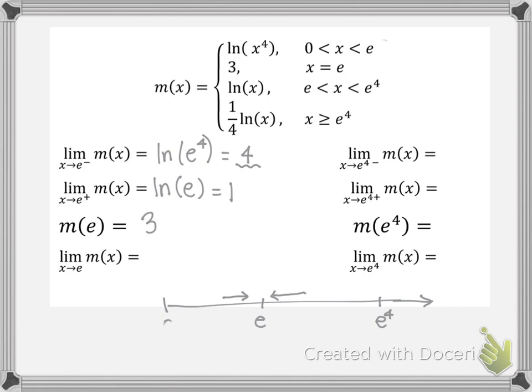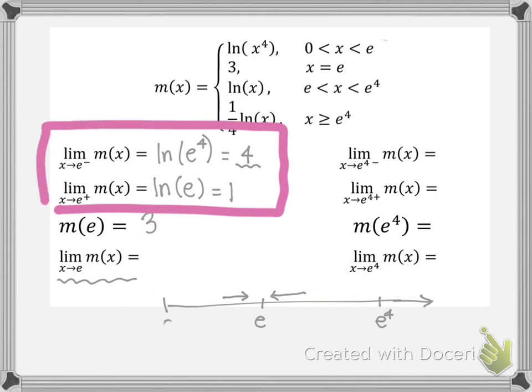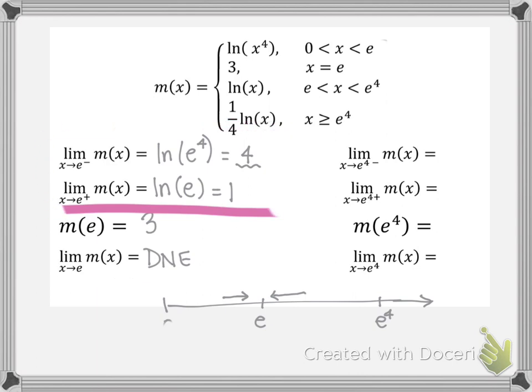Now, they want us to find the overall limit as x approaches e of m of x. We need to think about whether the left and the right-hand limits are equal. Looking at the information we previously found, we can see that the left and the right-hand limits are indeed not equal. So that tells us that this limit does not exist. The reason for that is that our left and right-hand limits are not equal. Let me get rid of some of this stuff.